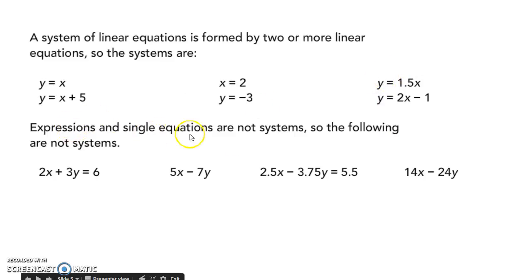Expressions and single equations are not systems. So the following are not systems. This is just a single equation. That is not a system. This is just an expression. That's not a system. Single equation is not a system. And another expression is not a system. Okay, so it has to look like this. 2 equations would be a system of equations.